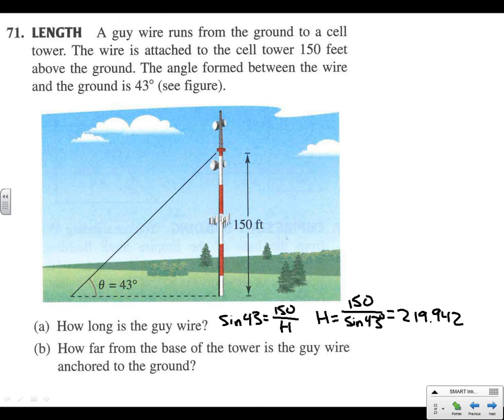And how far from the base of the tower is the guy wire anchored to the ground? So now we want the adjacent over here, so we can say, and I'd rather use 150 than 219, just because there's no decimals on it. So I'm going to use tangent of 43 equals 150 over A. So A equals 150 over the tangent of 43. And we end up with 160.855.